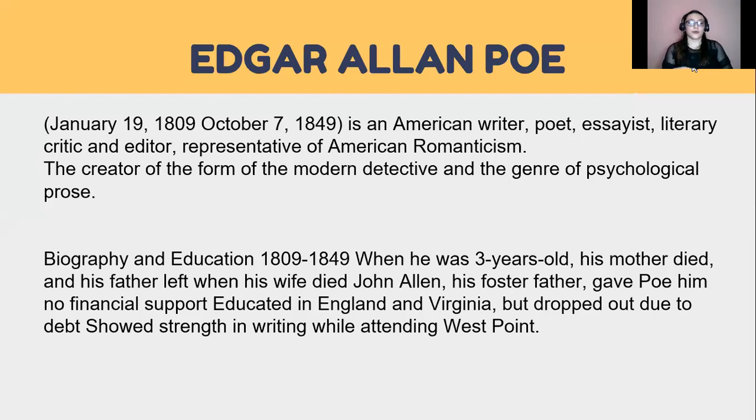So Edgar Allan Poe was born in 1809 and he died in 1849. So he was what, 49 years old? No, I'm sorry, like 40 years old, I guess. He was an American writer, poet, essayist, literary critic, and editor. He was the representative of American Romanticism.